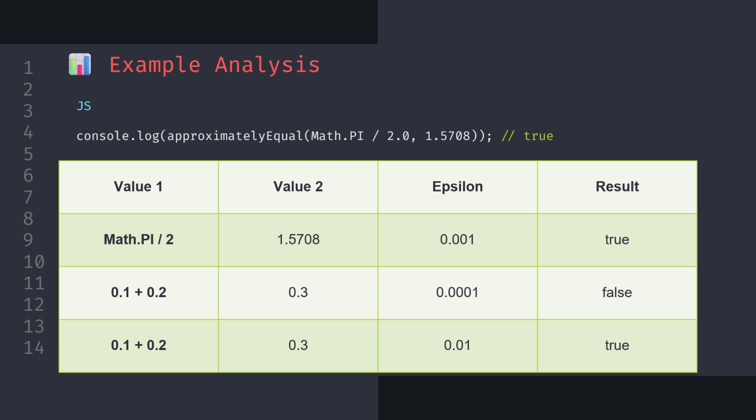In this table, you can see how the result depends on the chosen epsilon. For example, Math.PI divided by 2 and 1.5708 are nearly equal, so the function returns true. But with a smaller epsilon, even tiny floating point errors can cause comparisons to fail. It is all about how close is close enough for your use case.